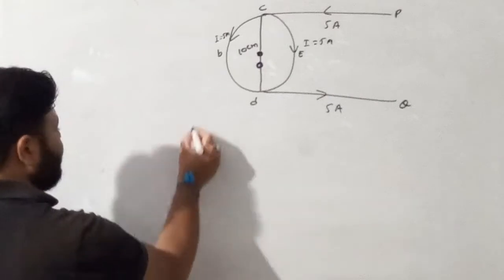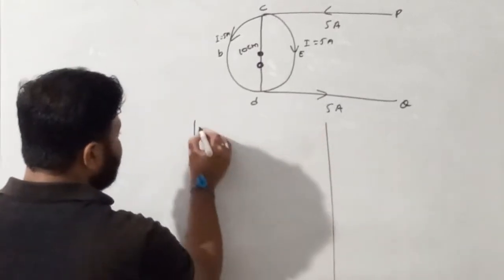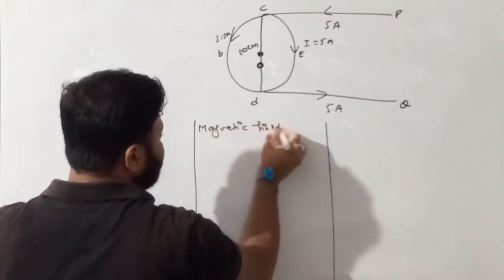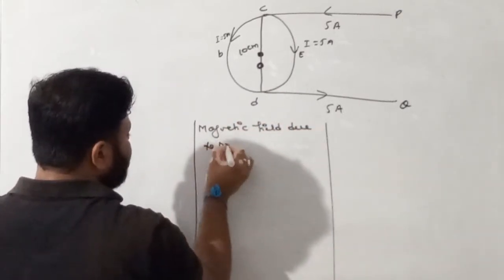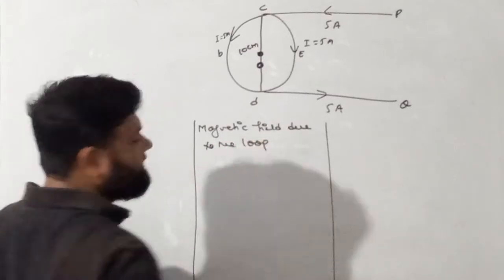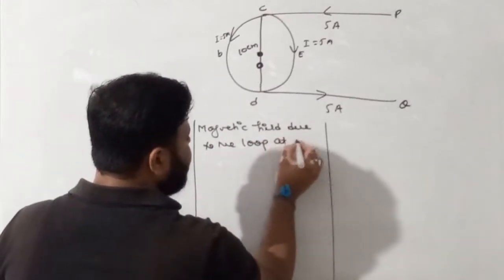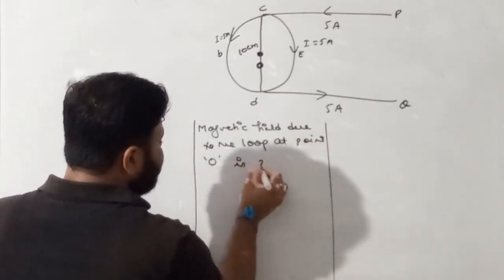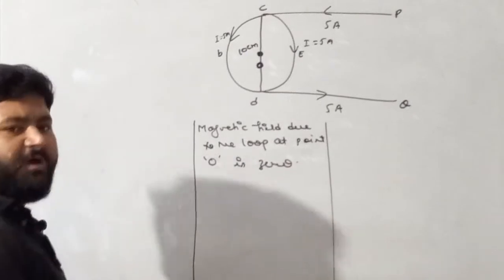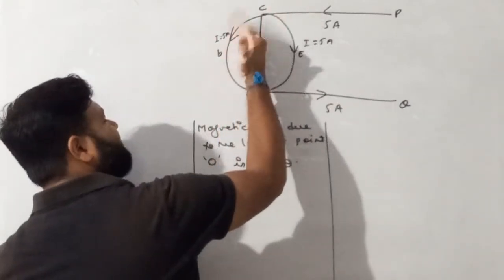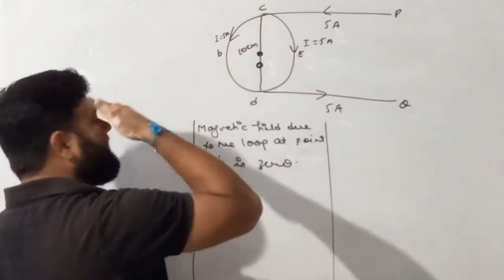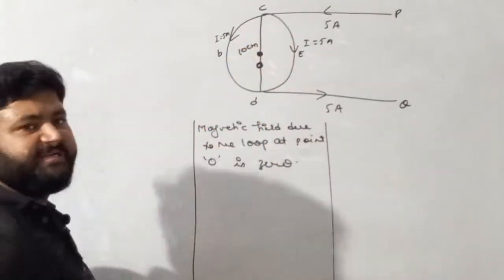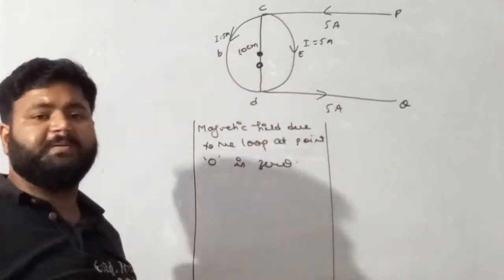So I am writing here: magnetic field due to the loop at point O is 0. I hope you all understand that the direction of magnetic field due to this part of current is away and due to this part of current is towards. So the net magnetic field at the center due to this loop is 0.